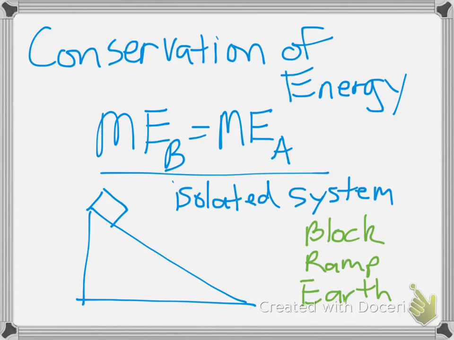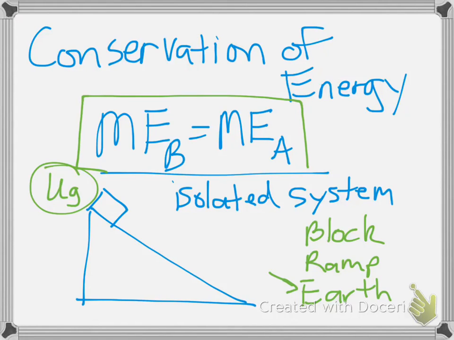Now, why would you have to include the earth in that system? We know gravity is what is pulling this thing down the ramp, and we know that we have gravitational potential energy. If we don't include the earth, there's no way for us to include that gravitational potential energy. So that is our isolated system. It doesn't include anything like a hand coming in and pushing on the object. It doesn't include friction, because that would be considered an outside force, and then it would not be an isolated system. So this conservation of mechanical energy is true for isolated systems only.